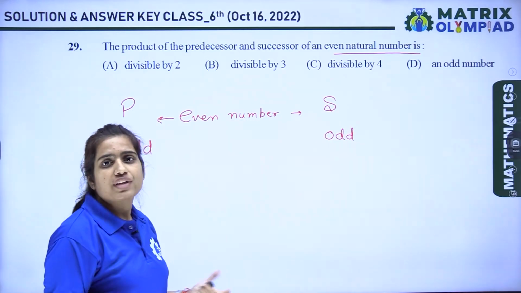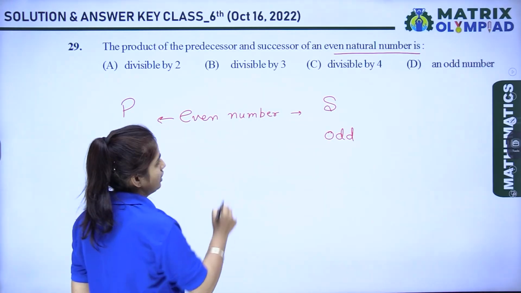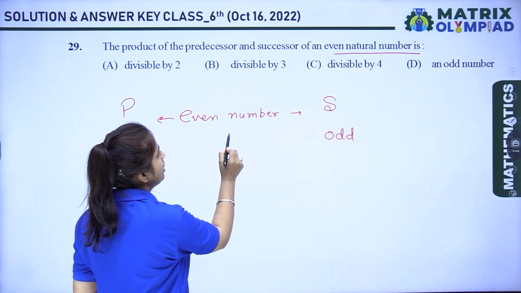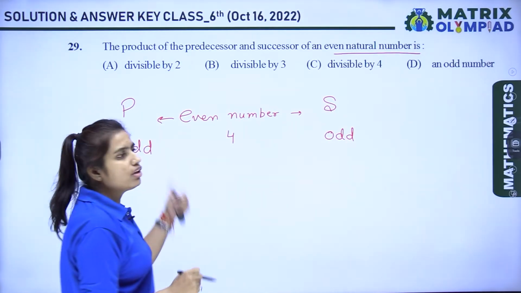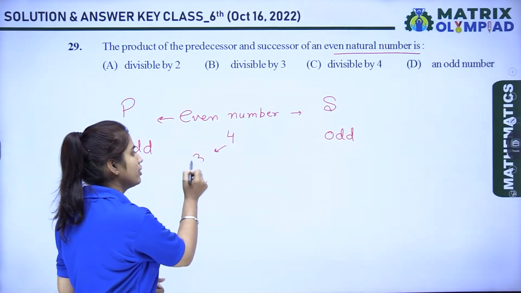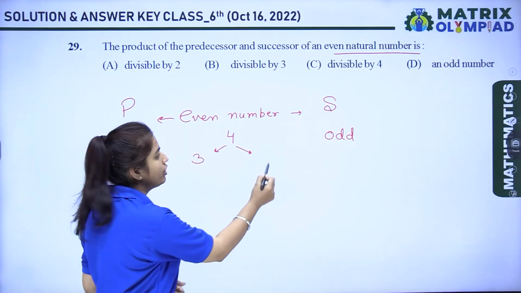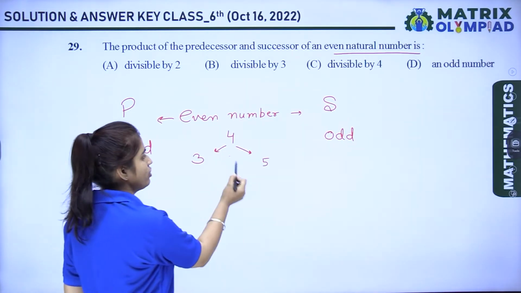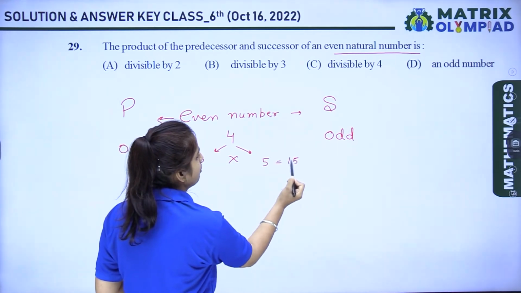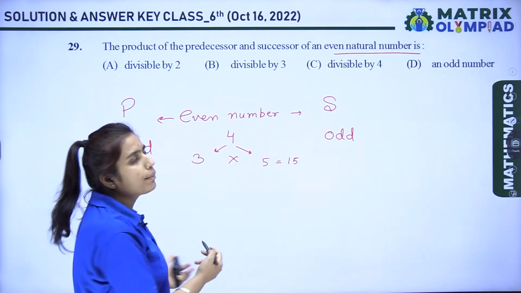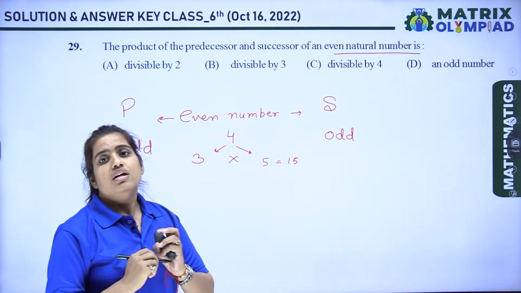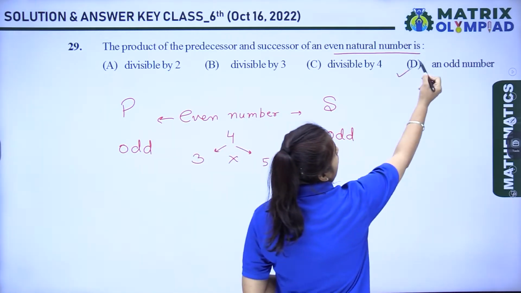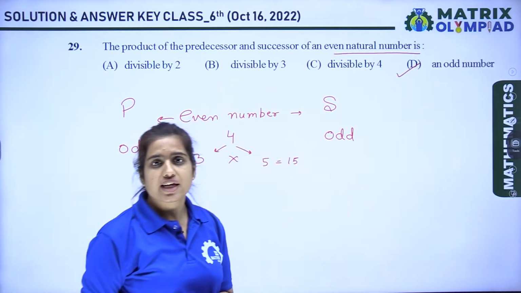Let's talk with an example. Let's take an even number, let it be 4. So the predecessor of 4 will be 3 and the successor of 4 will be 5. And when we take the product of these predecessor and successor, we will get again an odd number, that is 15. So the product of the predecessor and successor of an even number is an odd number. So option D is the correct answer.